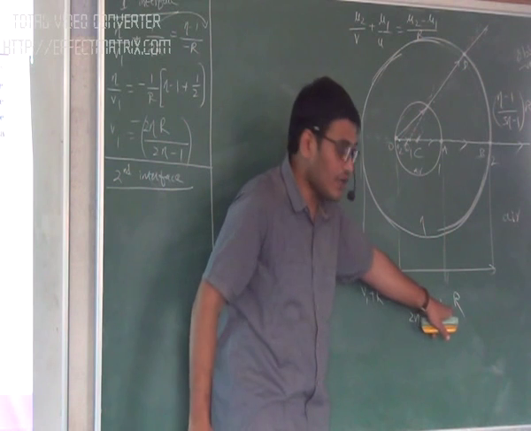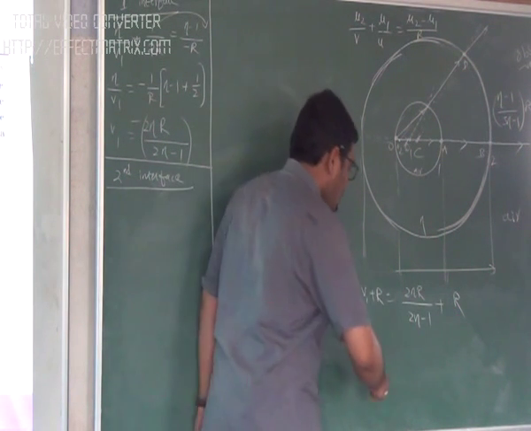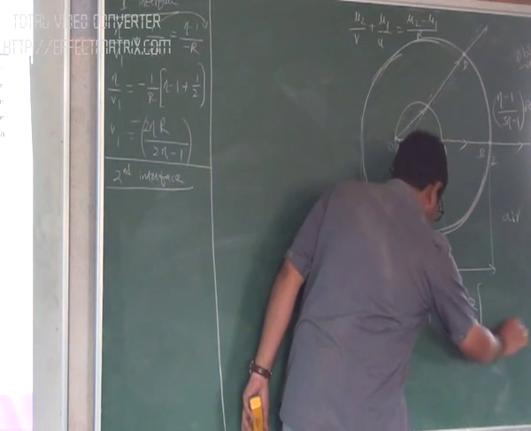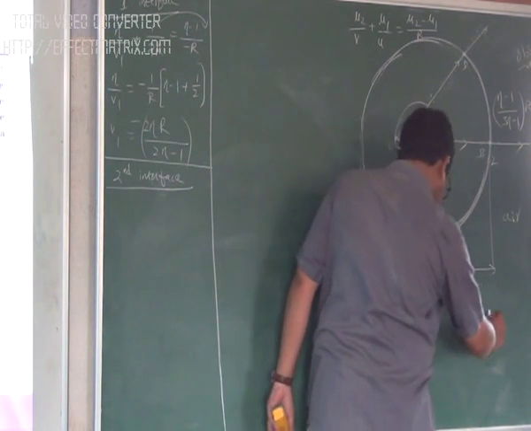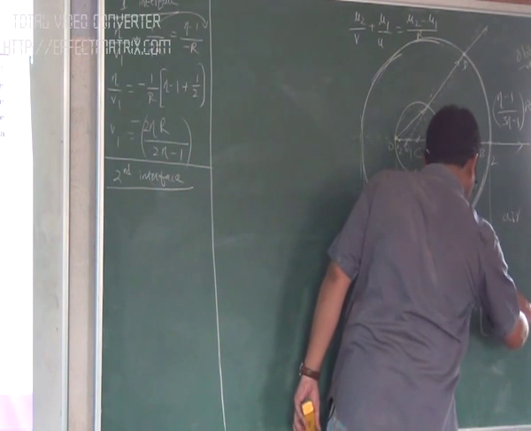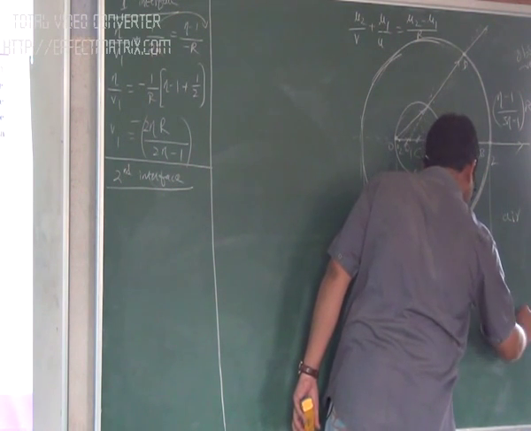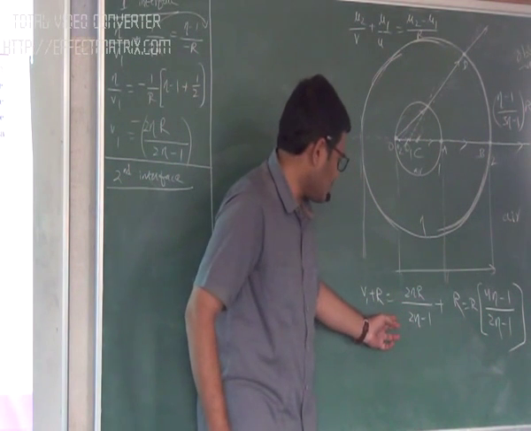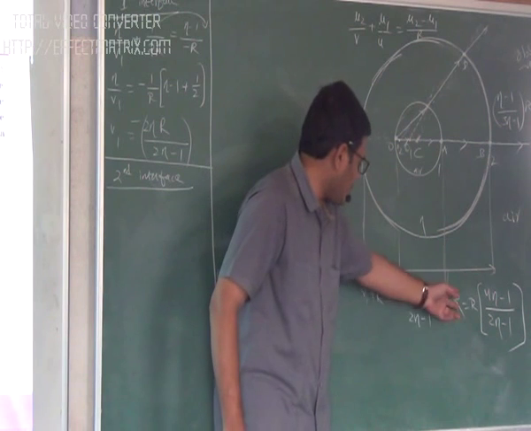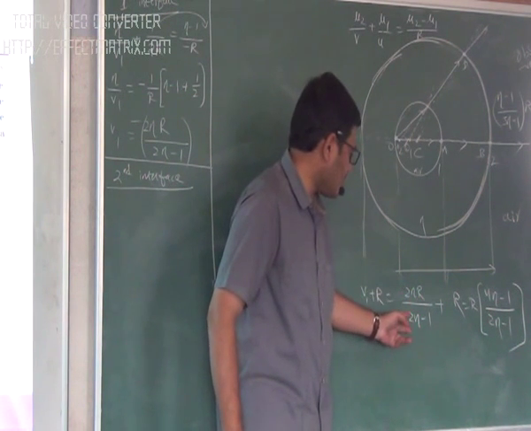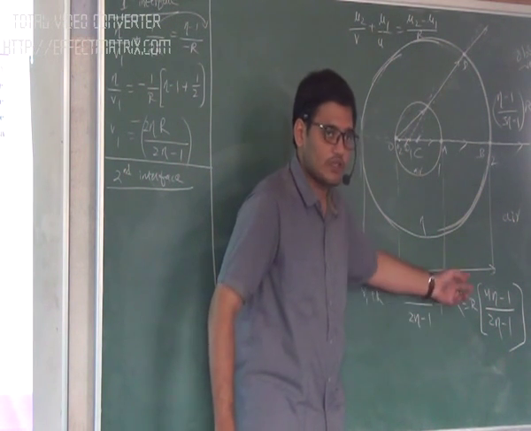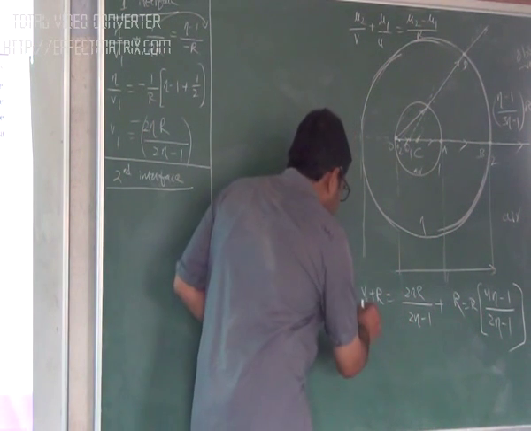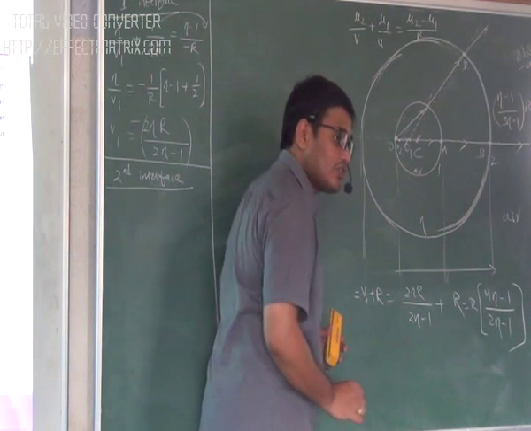So 2 neta upon 2 neta minus 1 plus R. What are we going to get here? R into 1 minus 4 neta minus 1 upon 2 neta minus 1. Taking R as common: 2 neta minus 1 plus 2 neta, which is 4 neta minus 1 upon 2 neta minus 1 times R. Is it clear? This is the object distance for the second interface.